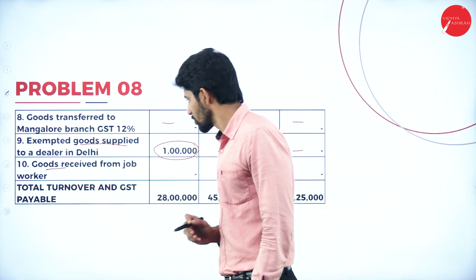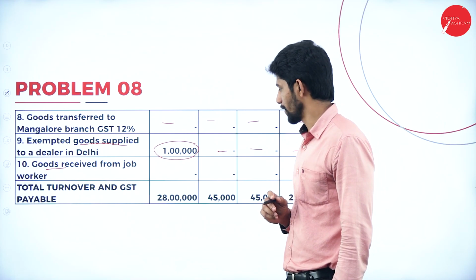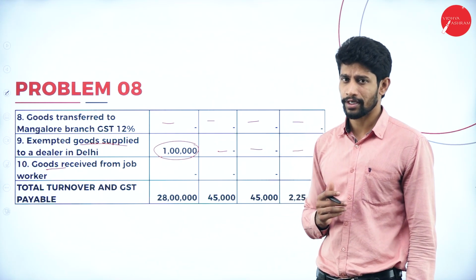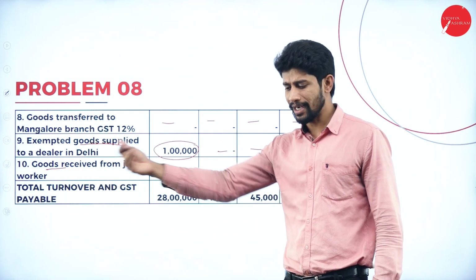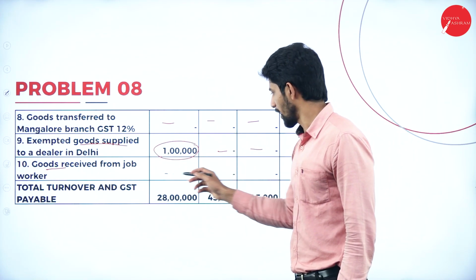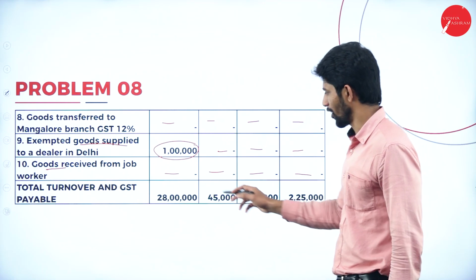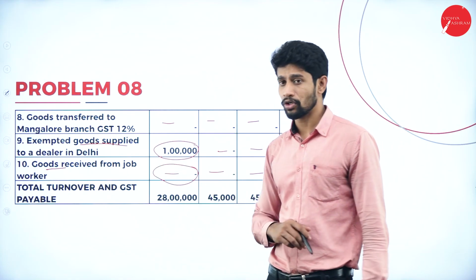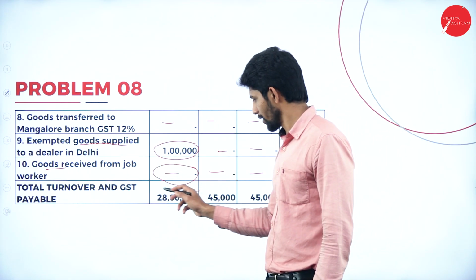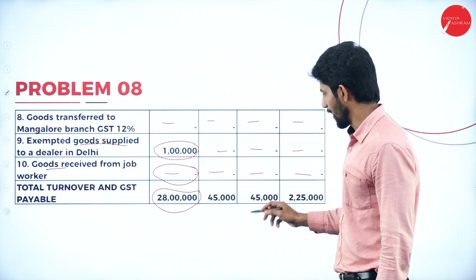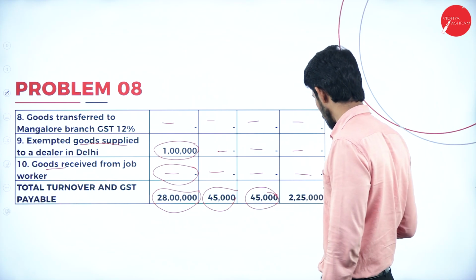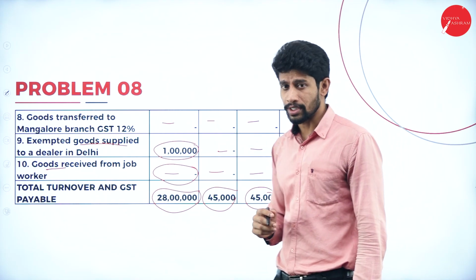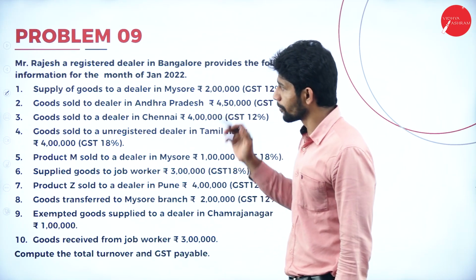Next, goods received from job worker. If you are receiving the goods from job worker, that means you are given for modification and you are receiving it back. So, no tax on it. And we will not be considering the amount in turnover column. So, the total turnover is 28 lakhs and CGST is 45 and 2 lakh 25,000. So, yes, next moving to the next problem, problem number 9.